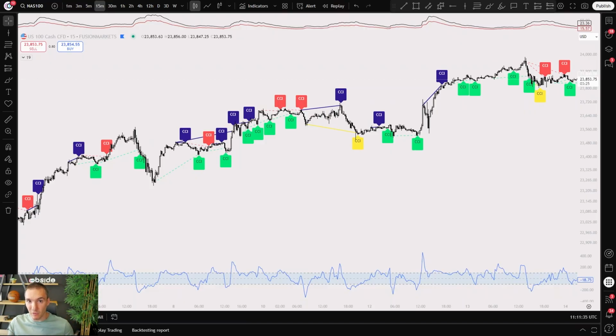is with divergences. Both regular divergences to identify potential reversals and hidden divergences to find entry points to get back into the trend. As you can see, there are a lot of divergences, and not all of them are clear and reliable signals of a true bottom or top occurring.